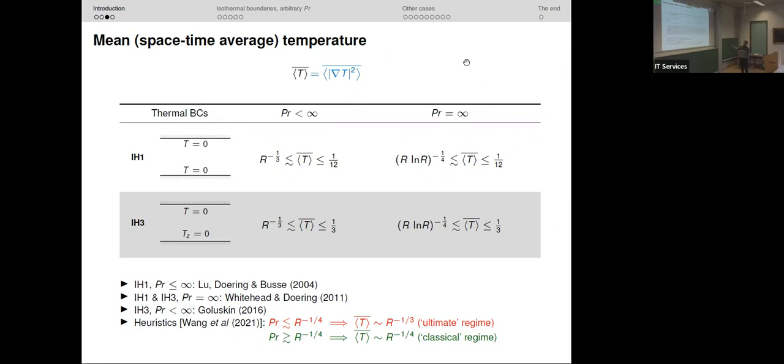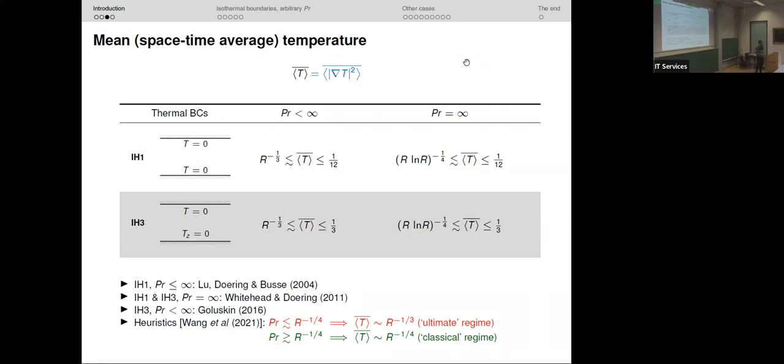In the bottom case, I'm going to call it IH3, I replace the bottom isothermal boundary with an insulating boundary. So the flux of temperature, the z derivative of the temperature, where z is the vertical coordinate here, is 0. In this case, all of the heat must exit the domain through the top. And so that's why you get different conductive profiles and you get these different uniform upper bounds.